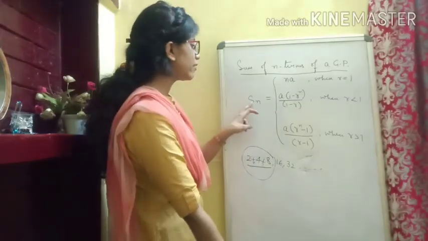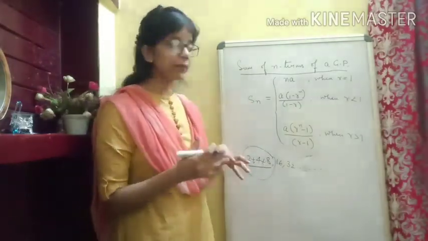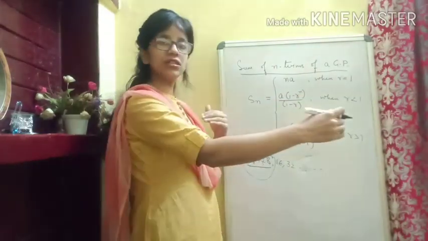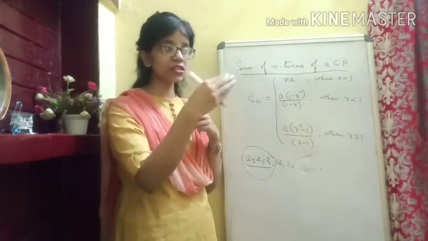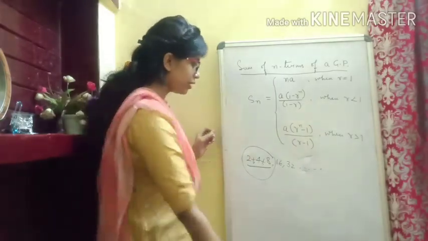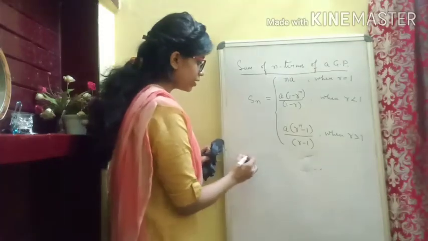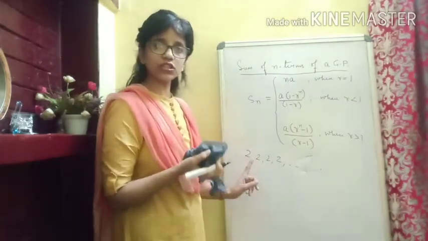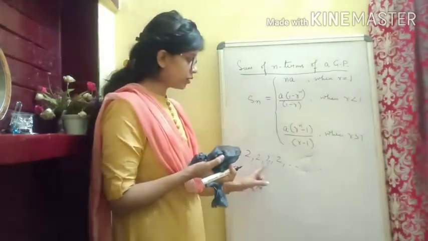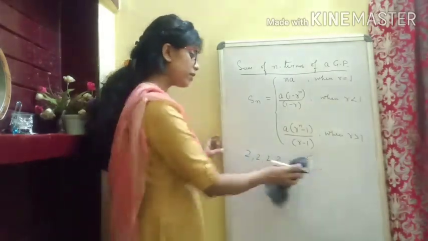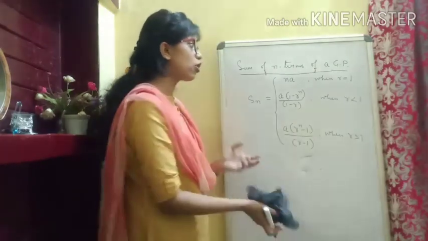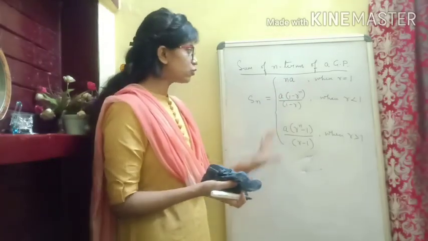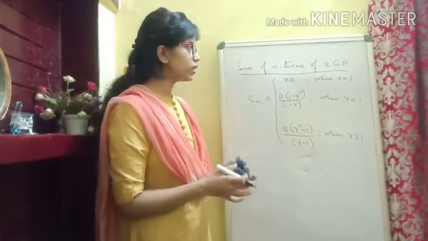By the way, the sum of n terms can be calculated by the formula. If r equals 1, that is, the common ratio every time is 1, for example, the GP 2, 2, 2, 2, every time the common ratio is the same, 2 upon 2 is 1. So when the common ratio is 1, we simply add them: n into a. That would be the formula.